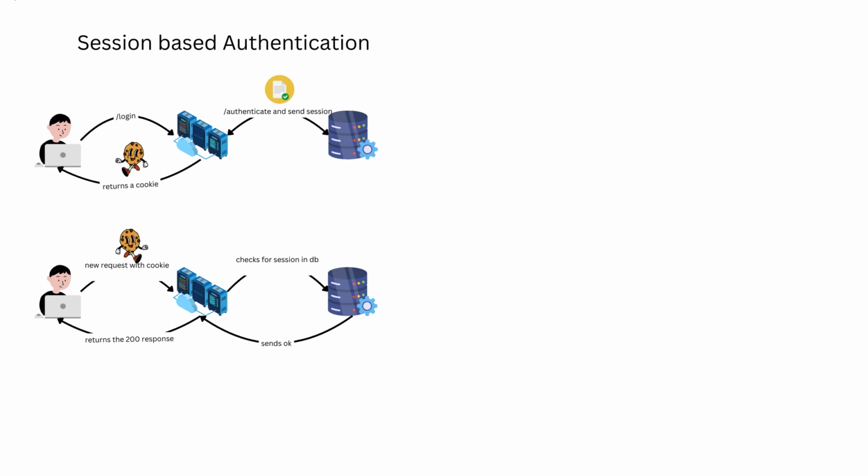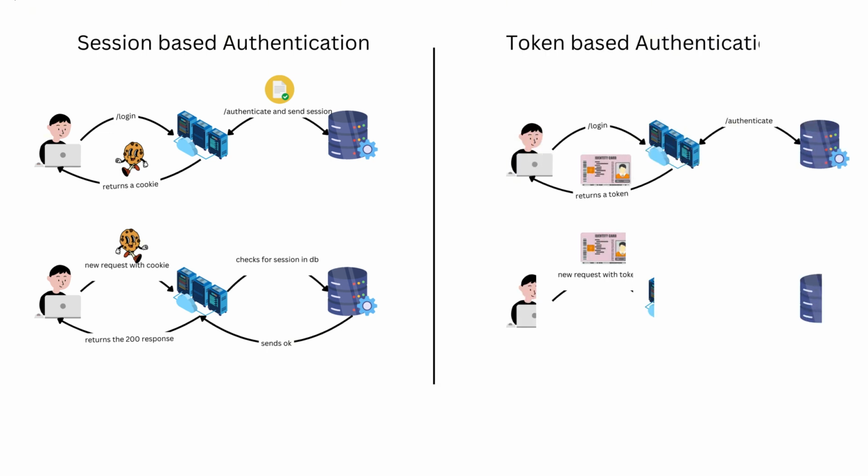In token-based authentication, the user sends a login request, and the server authenticates the user, generates a token, and sends it back to the client. The server does not need to store this token. For each subsequent request, the user sends the token back to the server, which reads the token and verifies its authenticity without needing to store user session data. This token contains all the necessary user information, reducing server load and speeding up the authentication process.